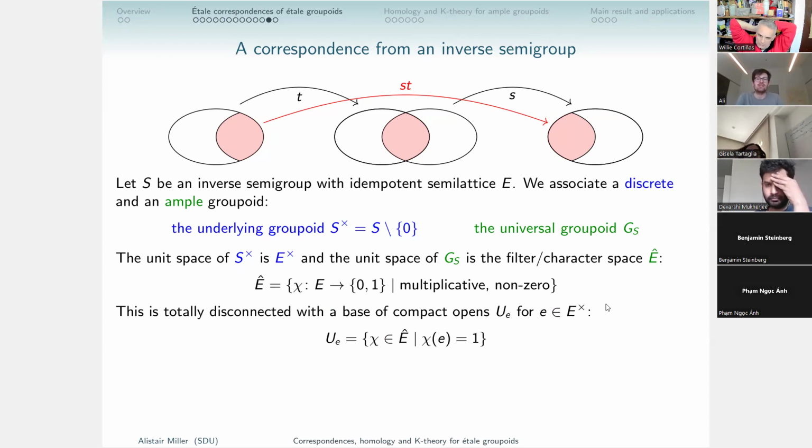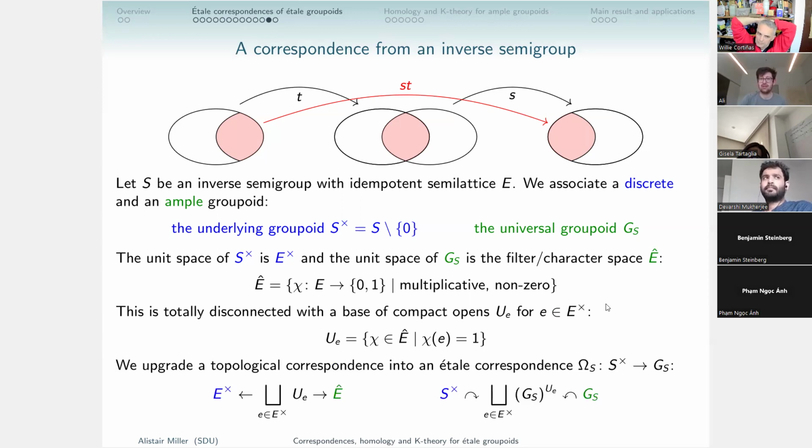So for every non-zero idempotent E, I have a compact open set U_E of all of the filters which contain my idempotent, characters which evaluate to 1. And I've just given you an open cover. So I have a correspondence on the left here, on the space level between these groupoids, which is just taking this open cover and taking the disjoint union. But I can actually upgrade this into a correspondence between these two groupoids.